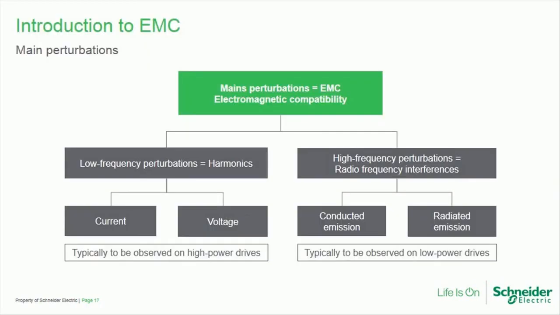Introduction to EMC. The EMC is divided in two parts linked to the related frequencies. Low frequencies represent the harmonics, and high frequencies represent the radio frequency interferences. Harmonics are mentioned in voltage as well as current. EMC will be treated on both the emitted and the conducted ways.